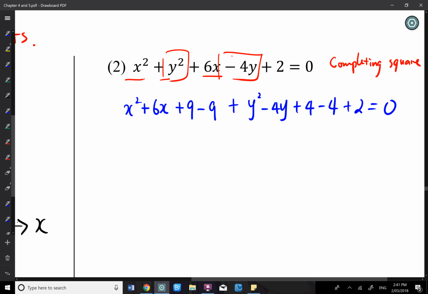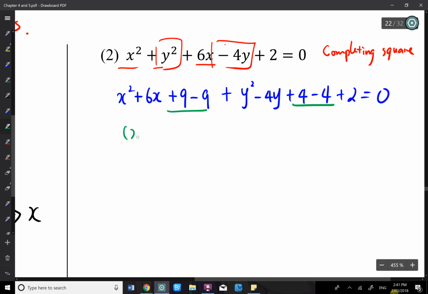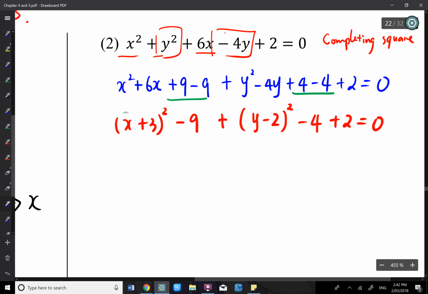So that's what you're adding. You should be able to know how to complete the square. So here we have (x plus 3) squared minus 9, plus (y minus 2) squared minus 4, and then plus 2 equals 0. So (x plus 3) squared plus (y minus 2) squared equals 11.